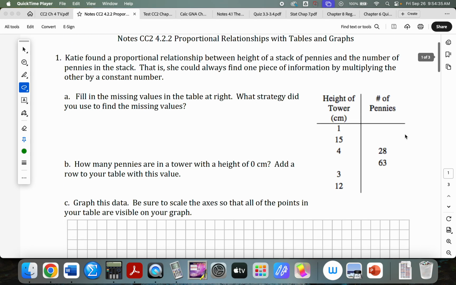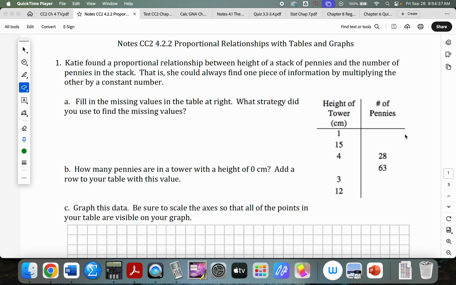All right. So let's take a look at today's lesson. We're going to talk more about proportional relationships. I told you guys the other day that we're going to talk quite a bit about proportional relationships. Today we're going to be looking at them in graphs and tables. So they ask you first to fill in the missing values.